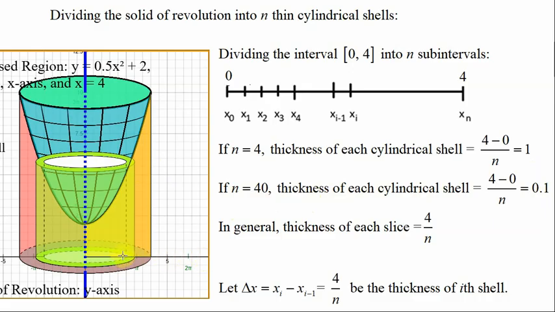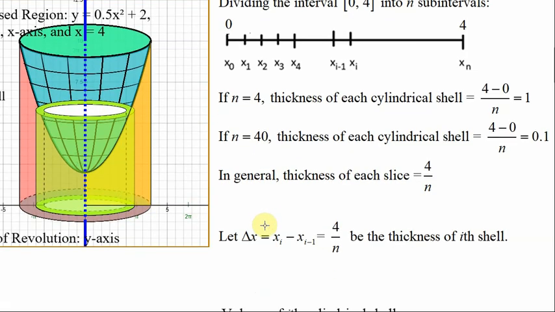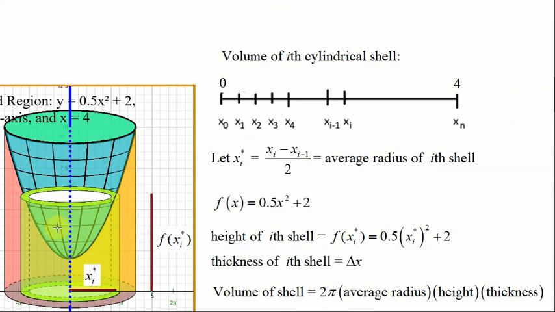And so in this case, if this is x sub i minus 1, and this is x sub i, then the thickness of this shell would be x sub i minus x sub i minus 1. And so let's denote the thickness of each shell as delta x. So delta x would be the thickness of each shell.